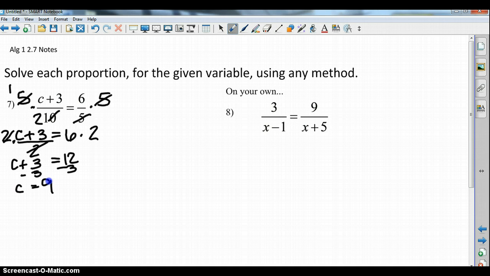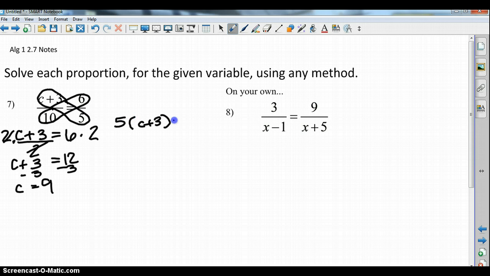I'm going to show you the cross multiplication way. So I'm going to erase this so you guys can see what I'm doing. So all we have to do is cross, remember. So we have 5 times c plus 3 is equal to 10 times 6.